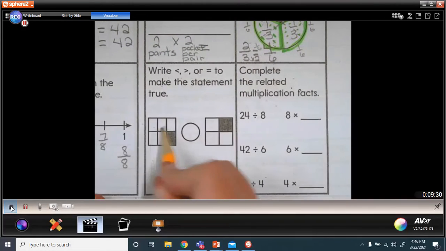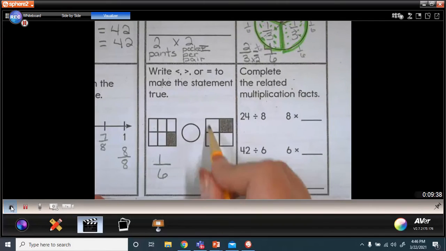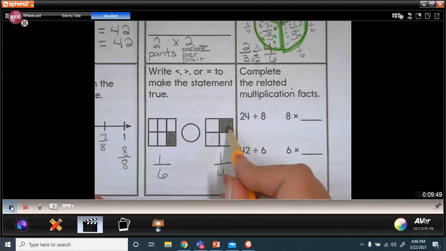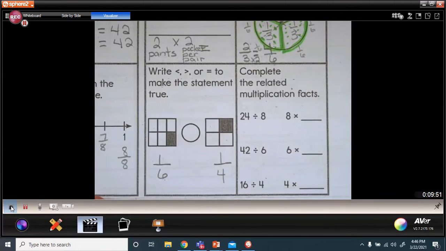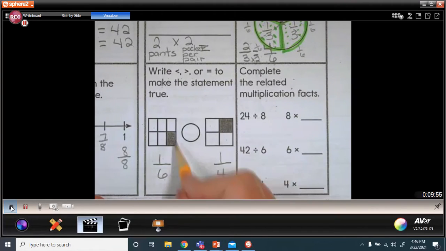We have 1, 2, 3, 4, 5, 6 equal parts, and one of them is shaded in. We have 1, 2, 3, 4 equal parts in that square, and there is 1 shaded in. So we have 1/6, and here we have 1/4. Now, if you notice, this 1/4 and this 1/6, look at the size.